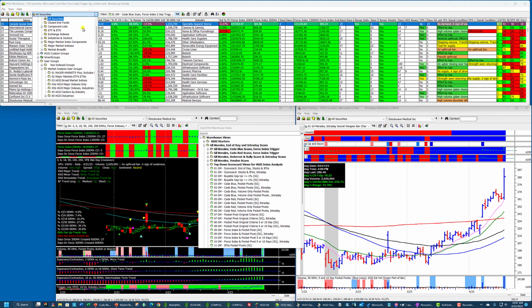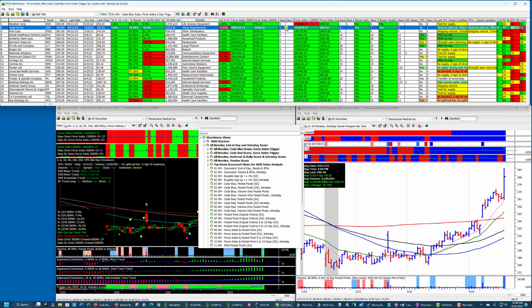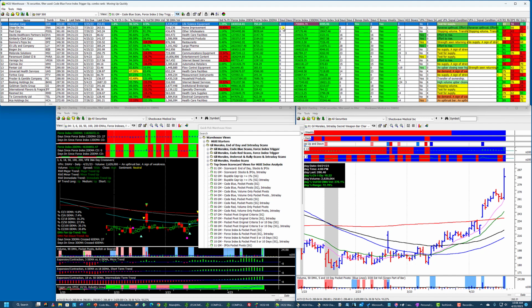Now I'm in all securities. I'm going to drop down here to the major market components. I'll just go into the S&P 500, and these are all well-known stocks. And if I'm looking for a trade in the S&P 500 and I want to see a stock that has the force index turned positive in the last couple of days, I use a 2-day window. 0 would have been yesterday and 1 would be Thursday. I can quickly come in here and scan for them.